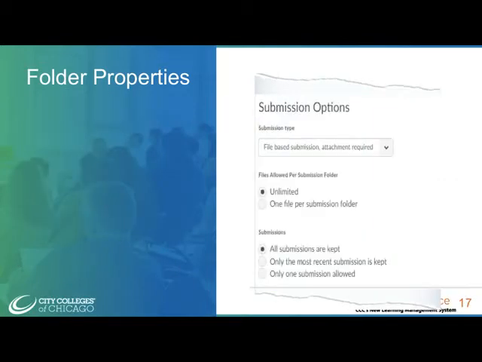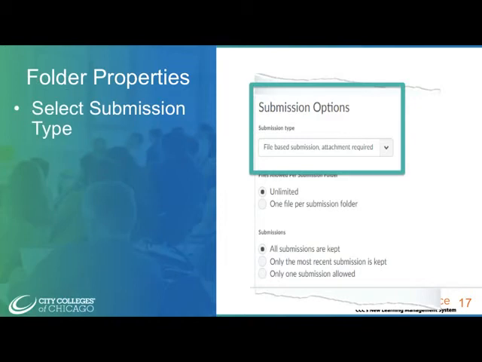Next, you'll see a heading for submission types. Here you will decide upon the submissions you'll accept. If you click the drop-down arrow, you'll see two different options. The default is file-based submission, which means students need to upload a file of some kind, like a Microsoft Word document or a PDF. If you select this, Brightspace will not allow students to submit something to the assignment folder unless there is an attachment.